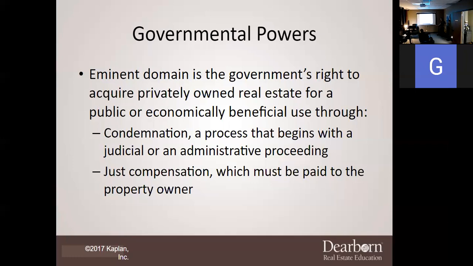That's right. And if I have a lot of money, I can influence or persuade things that I want to get done. Does that make sense? Okay. So even though, and here's the thing, there is the right to acquire privately owned real estate for a public or economic beneficial use. However, this is how they get around it.